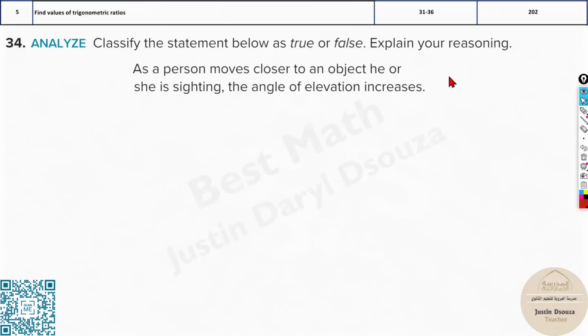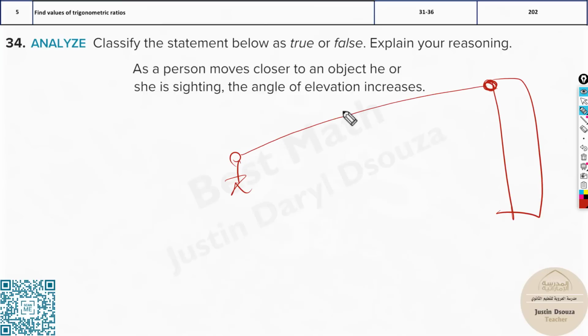Classify the statement below as true or false. Explain your reasoning. As a person moves closer to an object, his or her sighting angle of elevation increases. Let's imagine this is the person over here, and this is the object, maybe a big wall, and this beautiful ornament at the top. So this is your angle of elevation. You're looking up. Now this person is walking, walking, walking, coming over here. Now here is the same person, the same line of sight. Don't think this guy is short, it's the same person.